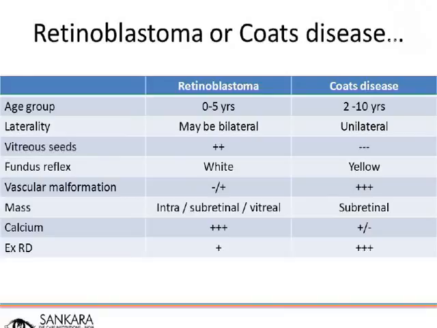Mass can be intraretinal, subretinal or vitreal, and in Coats disease the so-called mass is actually a clump of exudates. So it can simulate a mass. That's it. It's subretinal Coats disease. Calcium is a hallmark in retinoblastoma, may be present in advanced cases of Coats disease. And exudate with RD may once again be present in retinoblastoma. In Coats disease once again it's a hallmark of the disease.